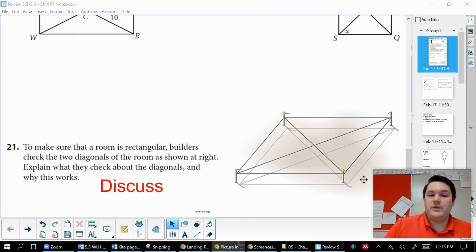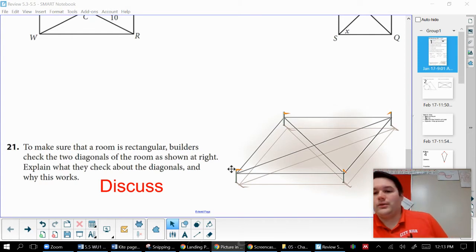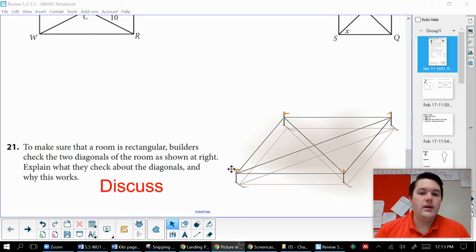Well, in order for it to be a rectangle, the diagonals have to be equal. So if you want to make sure that your room or wall or whatever you're building as a carpenter is a rectangle instead of just some other random parallelogram that isn't a rectangle, you'd measure the diagonals. If they're equal, then it's a rectangle.